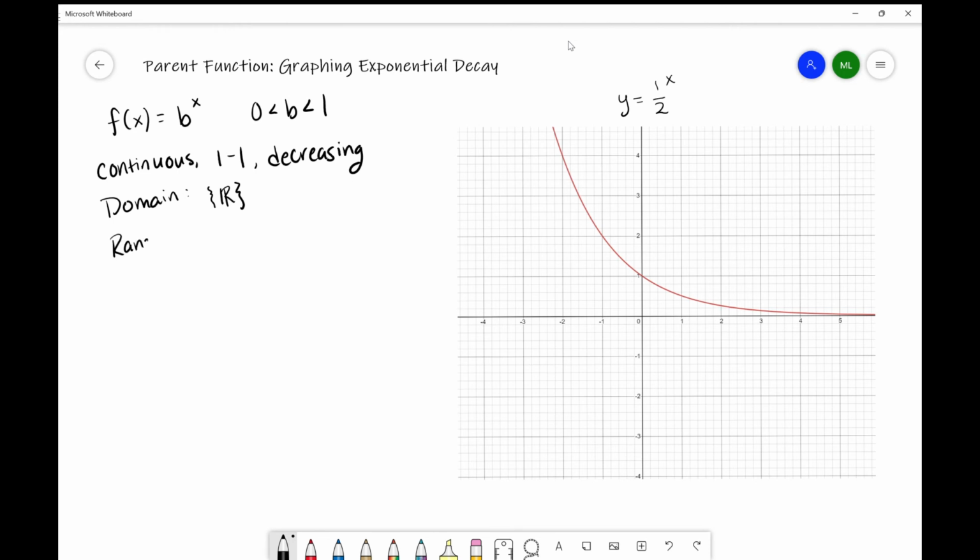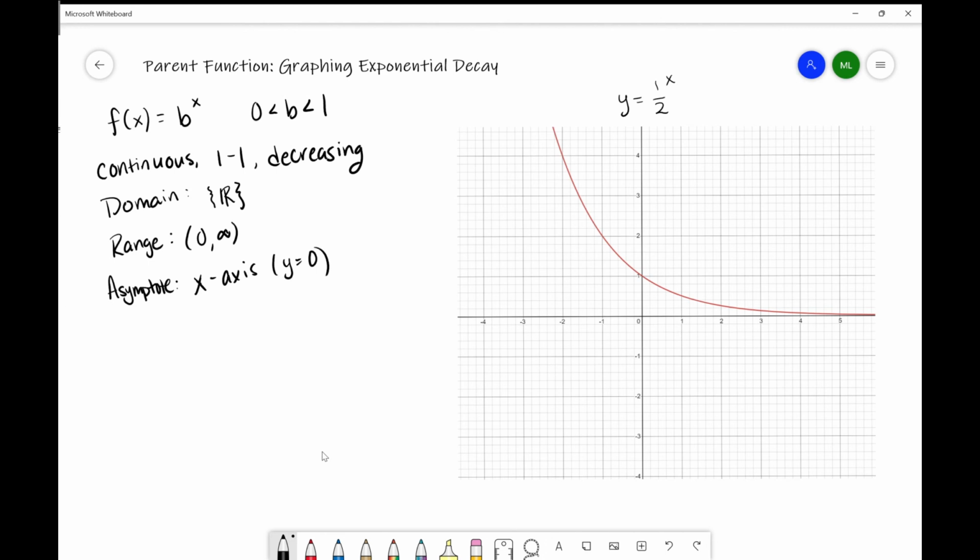And now let's look at our range. If we look at the range of this exponential decay function, 1/2 to the power of x, we'll see that it is also all positive numbers, from 0 to infinity. Again, it is not including 0 because we also have an asymptote here, a line that the graph never touches, similar to our exponential growth function. It's the same thing, the x-axis, and the x-axis is y equal to 0.